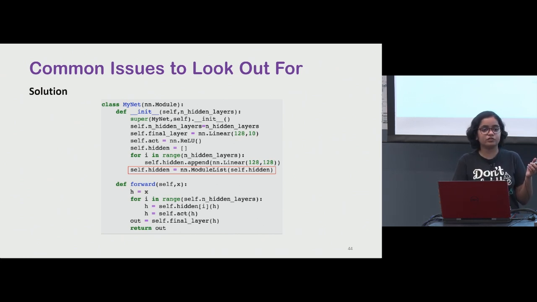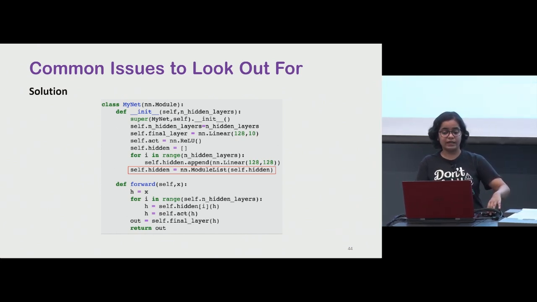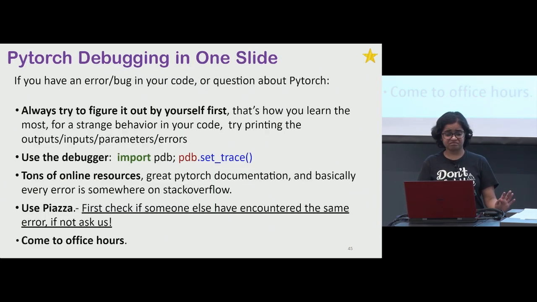The key thing to take away from this example is to make sure that everything that you want to be updated that is a part of your neural network is updatable. That is, it is a part of the module.